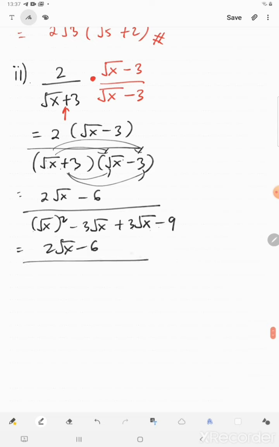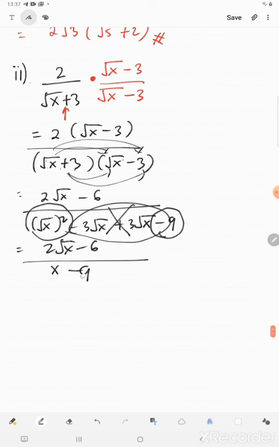Okay, yang the first one ni akan jadi x. Okay, yang ini dah terhapus, dah tak ada. Dan jawapan akhir adalah tinggal minus 9. Okay, ni jawapan akhir dia, where kita dah tak ada radical sign dekat denominator. Alright, so I hope you understand. Okay, this is second example.